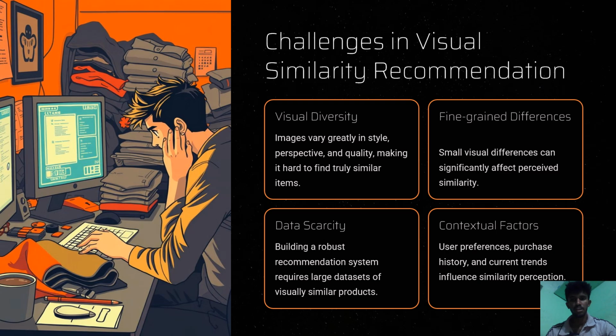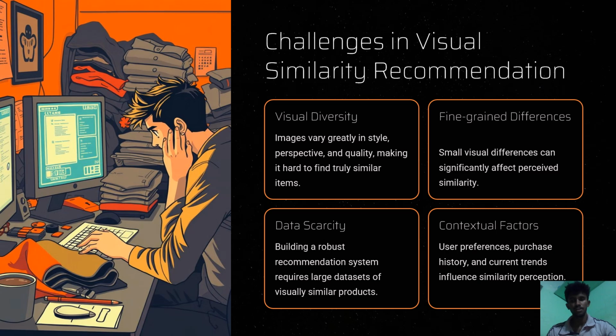The next one is the challenges in visual similarity recommendation. In that we have four: visual diversity, fine-grained differences, data scarcity, and contextual factors. First, visual diversity: images vary greatly in style, perspective, and quality, making it hard to find truly similar items.